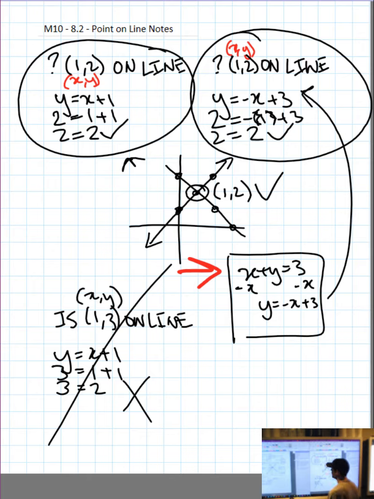And if it's not on one of the lines, then it's obviously just not the intersection. Okay, so that's number of intersections and is a point on a line. Now we're going to do a whole bunch of algebra to find the point without graphing, and obviously check our answer with graphing sometimes.